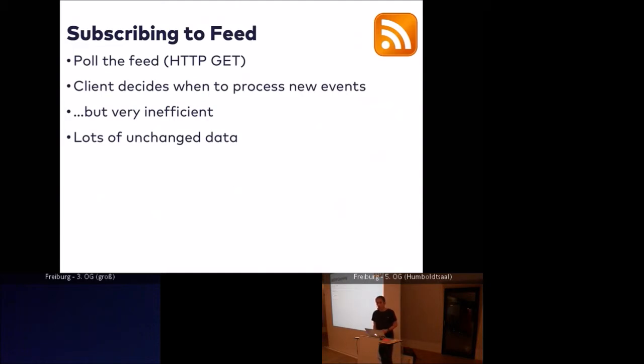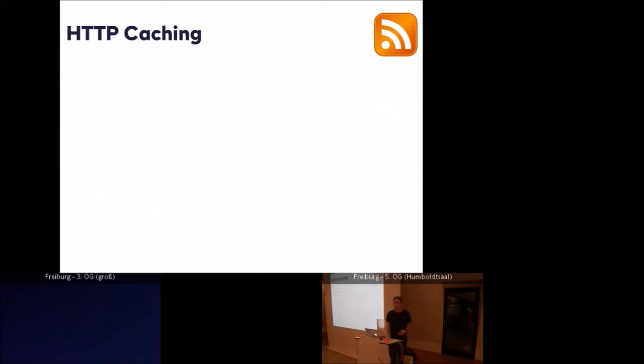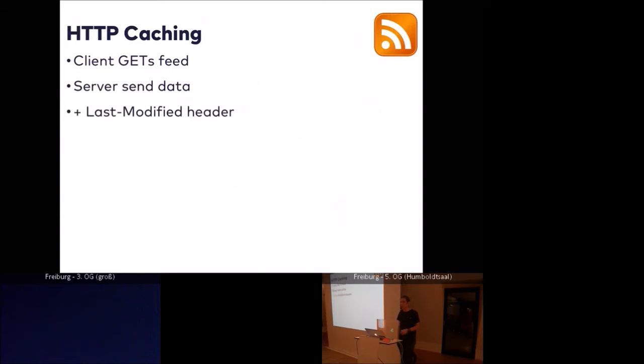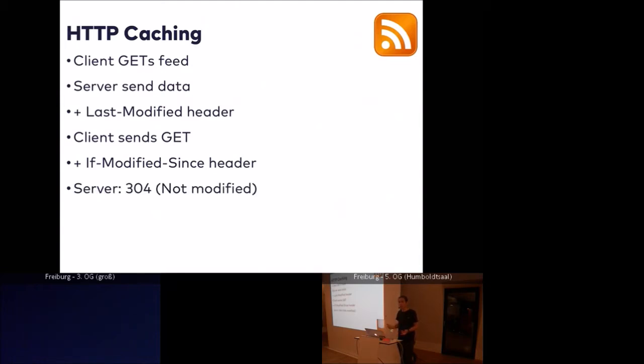But HTTP does have some ways to solve that problem. So what I could do is I could get the feed. I would receive the data, and the server could send a last modified header. So it could say, well, this is the information from 10 o'clock. And the next time I send a GET, I would send an if modified since header, if modified since 10 o'clock, and the server might answer, well, 304, nothing has been modified. Or it would return new data.